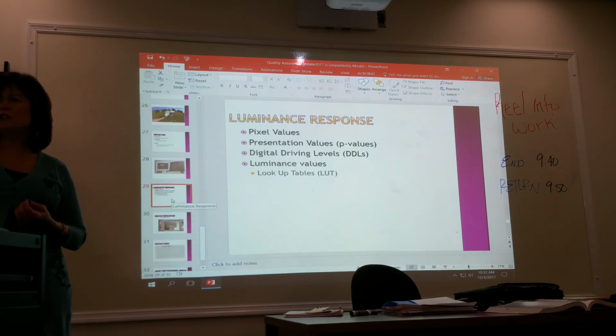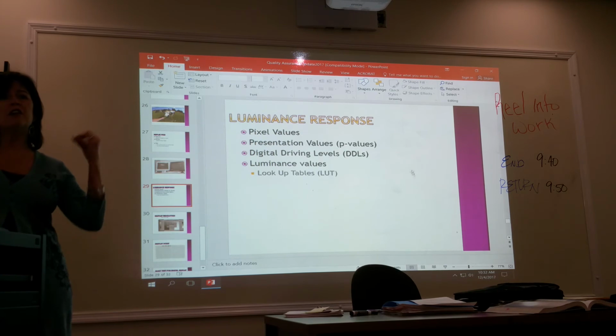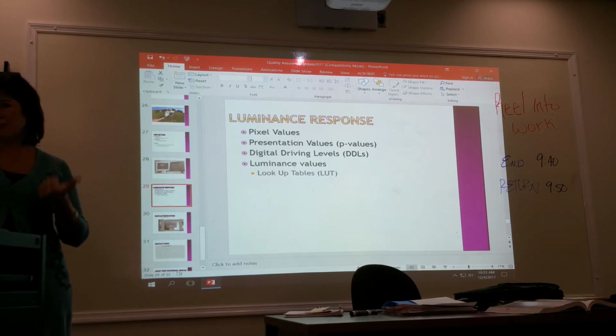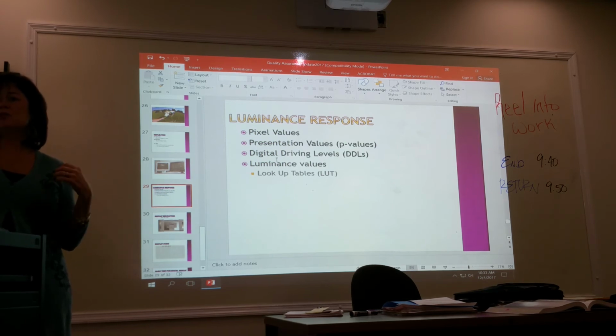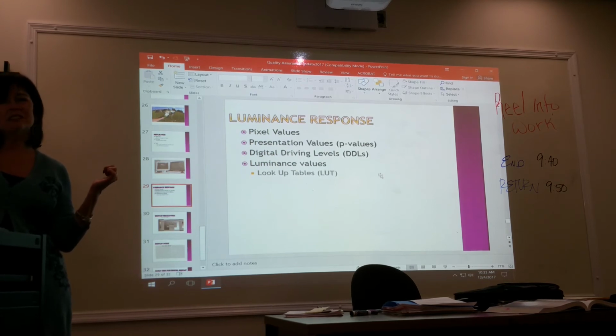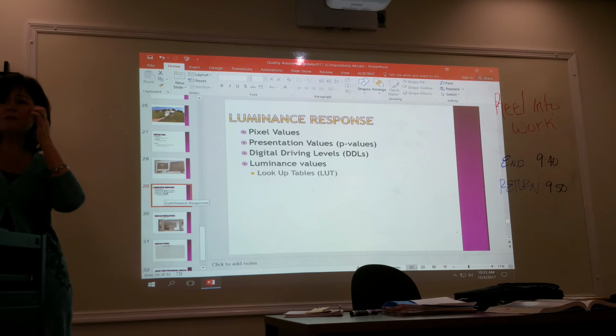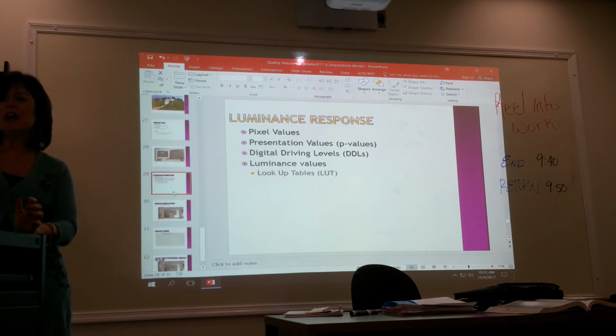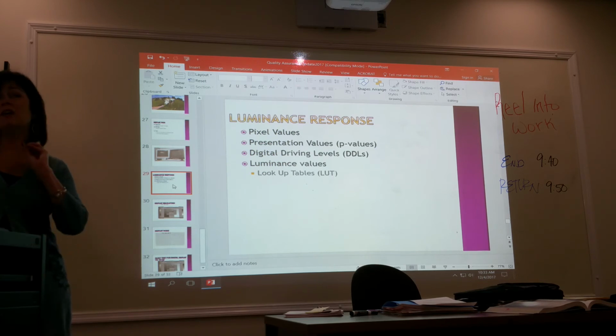So, luminescence response. What that means is how the monitor responds, about the brightness. And so we look at from the pixels to these other things. Look up tables, digital driving levels, presentation values of the pixels. So we want to make sure, and we talked about measuring the light response. We can also measure the pixels' response and how they respond to luminescence.